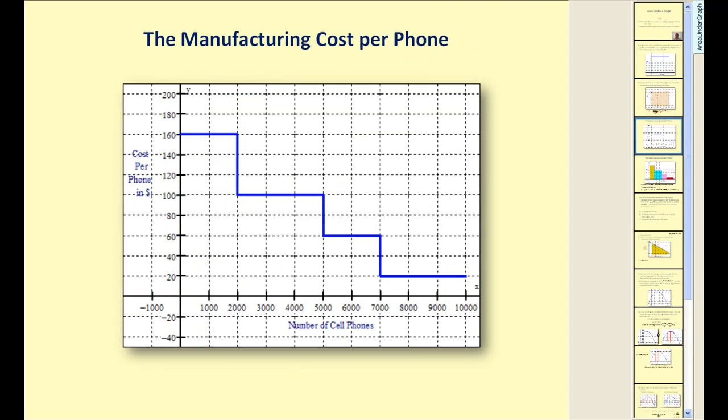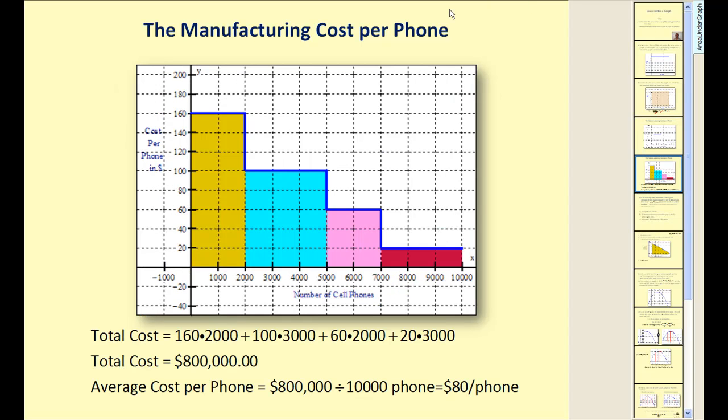Here's another example. This graph represents the manufacturing cost per phone for a certain number of cell phones. If we take a look at the area under this graph and above the x-axis, we could divide it up into 4 different regions, where each region would be a rectangle, and it would look like this. Again, to find the area of each rectangle, we'd multiply the length times the width. So in this case, the yellow area would be 160 times 2,000. This area would be 100 times 3,000. This area would be 60 times 2,000. And then lastly, 20 times 3,000.